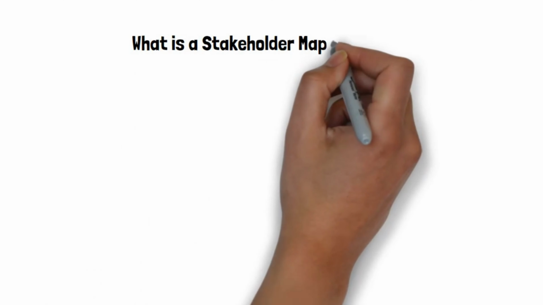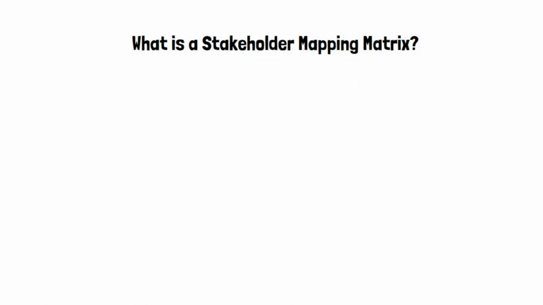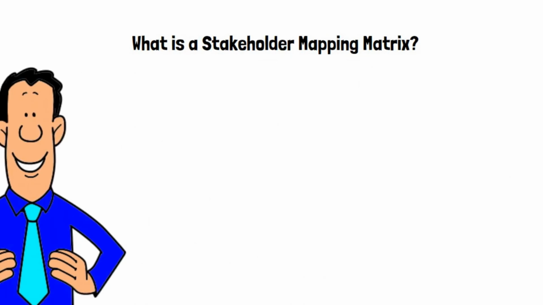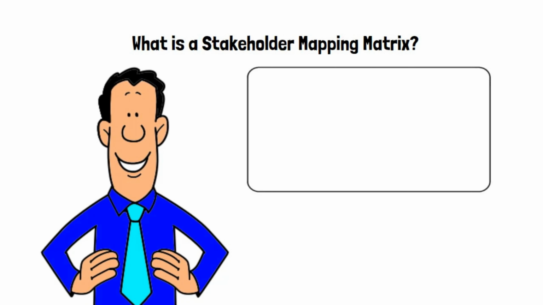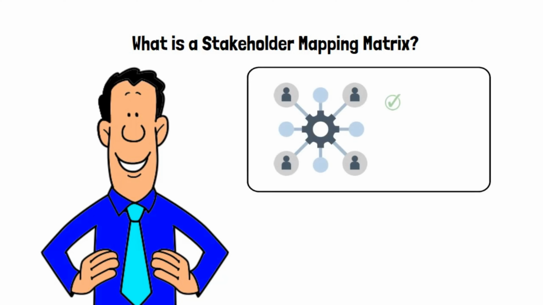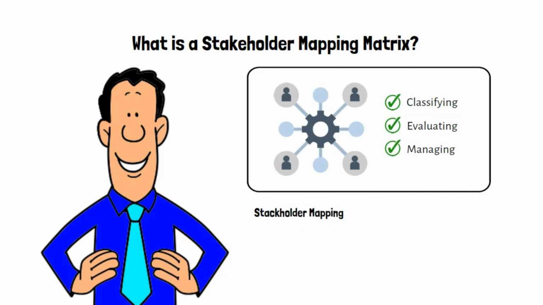What is a stakeholder mapping matrix? How to create a stakeholder map. If you are a project manager or a team member, you have to deal with your stakeholders by classifying, evaluating, and managing them to complete your project successfully, because a project cannot exist without stakeholder participation. Therefore, it is essential to make stakeholder mapping for successful stakeholder management.